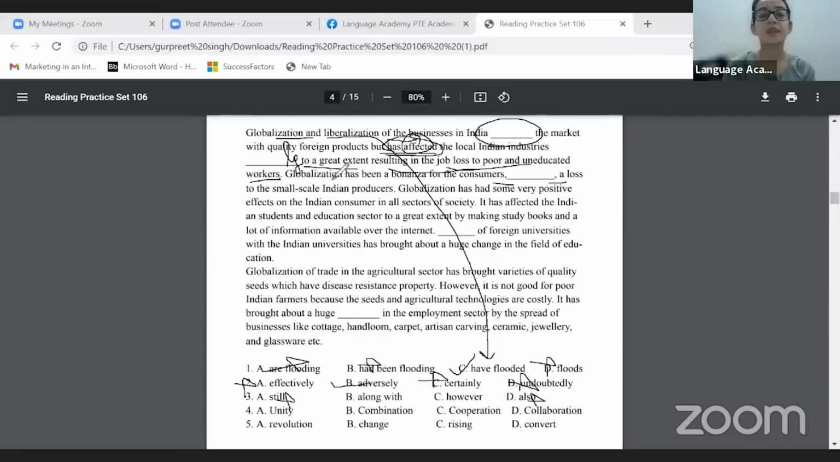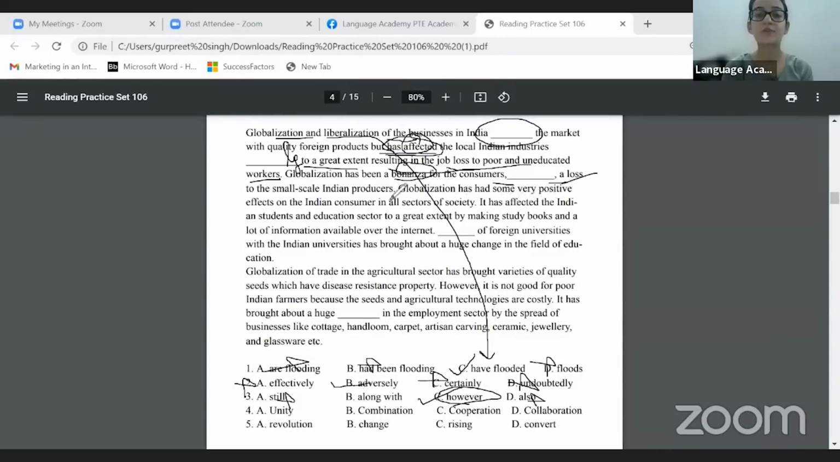But anyhow, if we look at B and C, both the options, then we know where "however" is used. "However" is used when you connect two contrasting pieces of information, one positive and one negative. Globalization has been a bonanza for the consumers. Bonanza is a positive thing. It's kind of a gift. And the second side says it is a loss to small scale Indian producers. That means we have a contrast in the statement. One side positive and one side negative. So we have to go with "however" in this case.